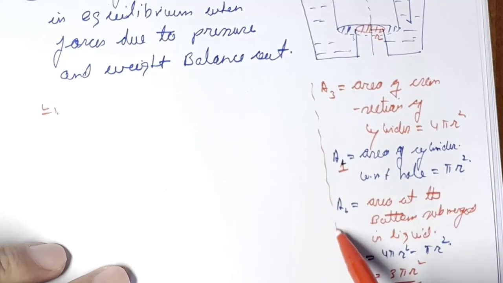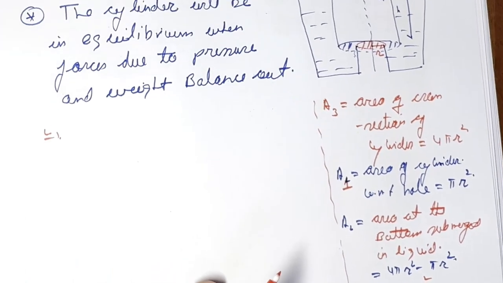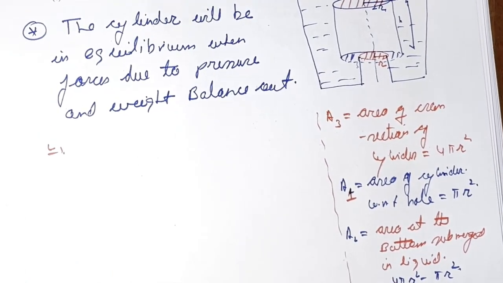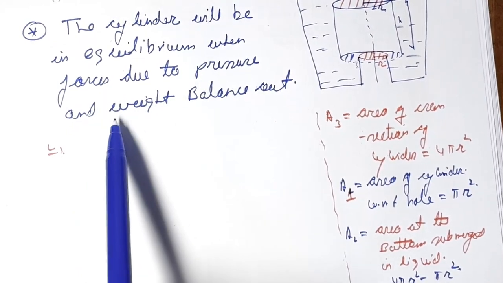So we found out all the respective areas that will be used in order to calculate the pressure, which will be giving us the force. So like I said, the cylinder will be in equilibrium when the forces due to pressure and the weight balance out.